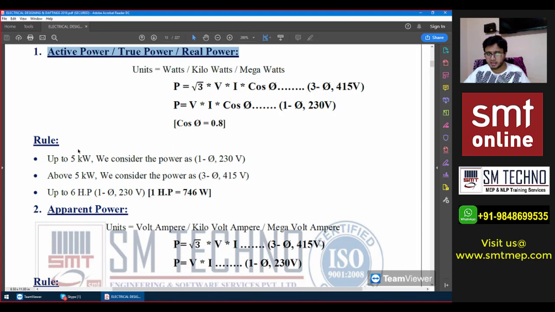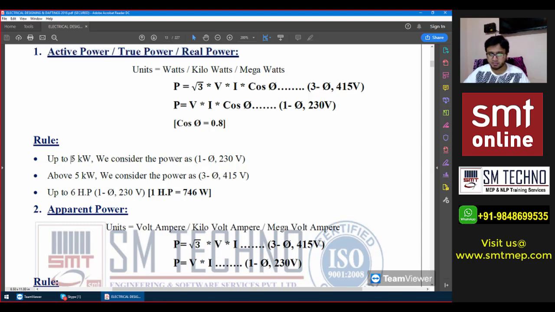Everything is the same. Now the question comes: when do we use the 3-phase formula and when do we use the single phase formula? Remember that as per the state electricity board, if the load consumed in your particular home is up to 5 kilowatt, we can go with a single phase system. If it is more than 5 kilowatt, then you have to go with a 3-phase system. This is internationally accepted.